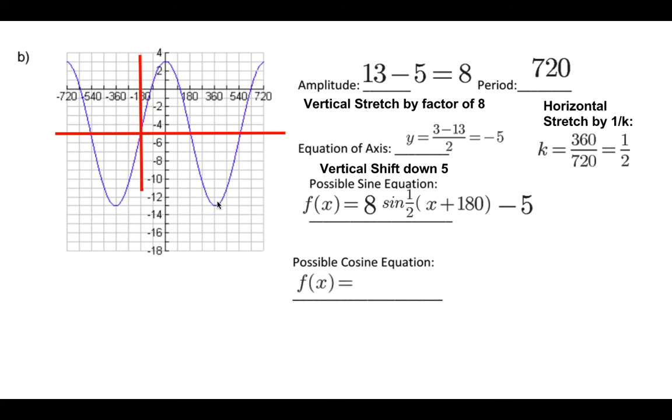Cosine, we can start it with 8 again. We still have 1/2. Cosine starts at the top and goes down, so this one actually doesn't need a horizontal shift. It's just x. And then we can go down 5.